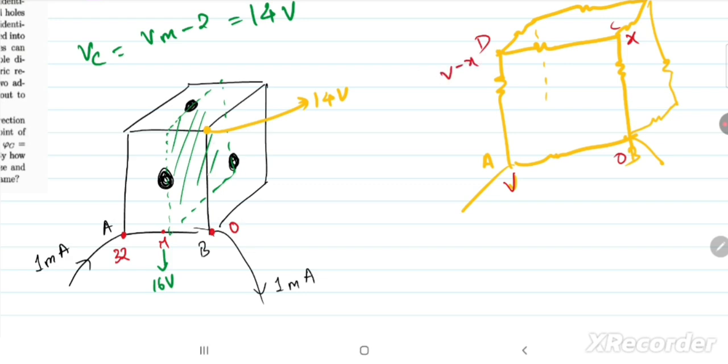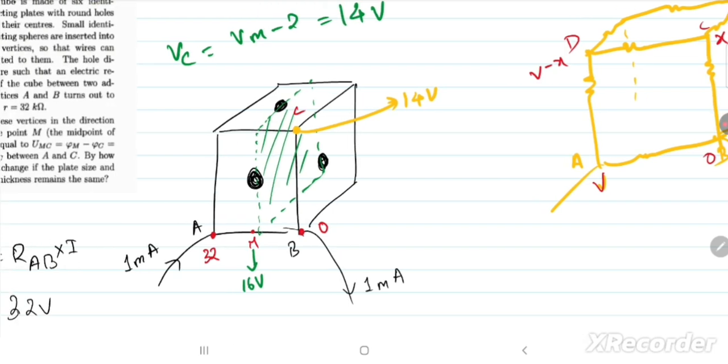Similarly, if voltage at C is 14 volts, the voltage at D will be 32 minus 14, which will come out to be 18 volts. Okay. So basically we have indicated the voltage at each of the vertices. Hope you get it. So we have done till here.